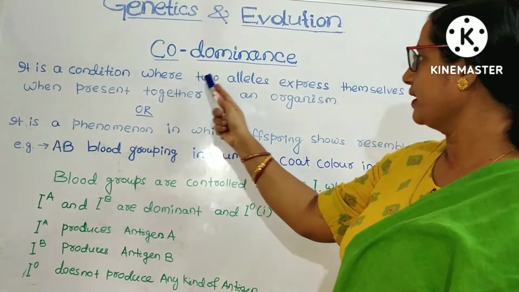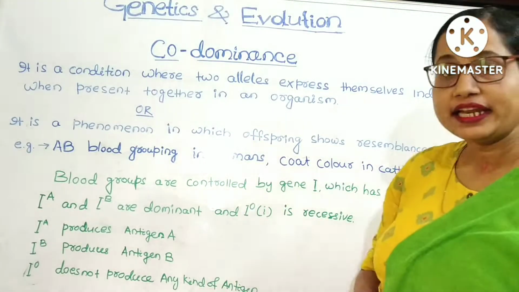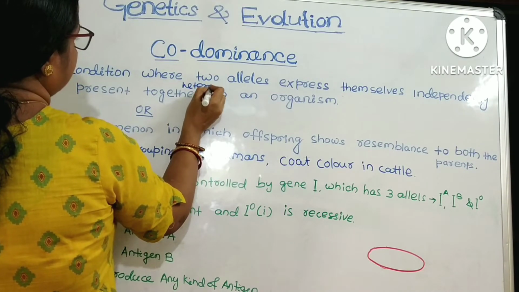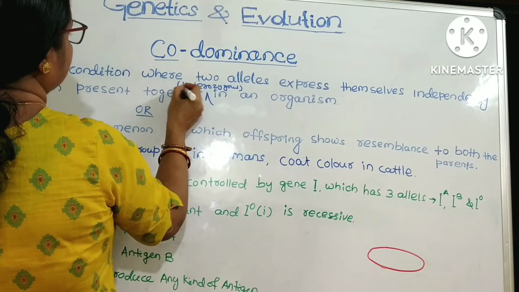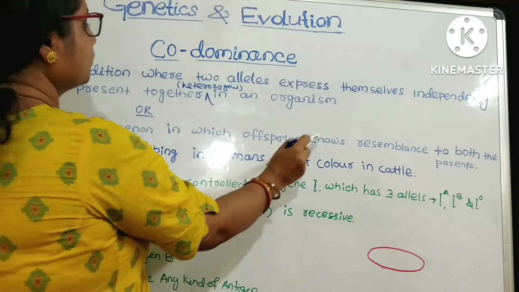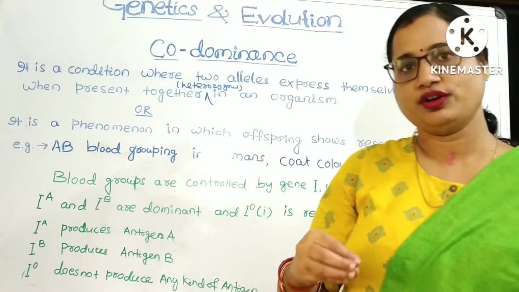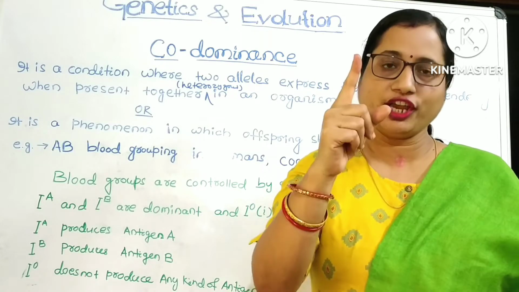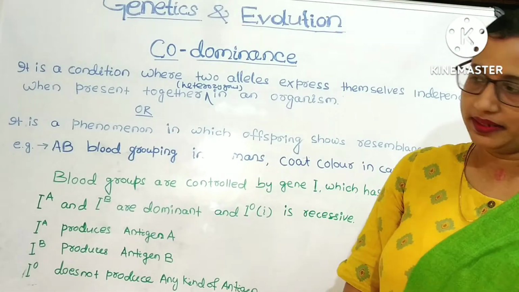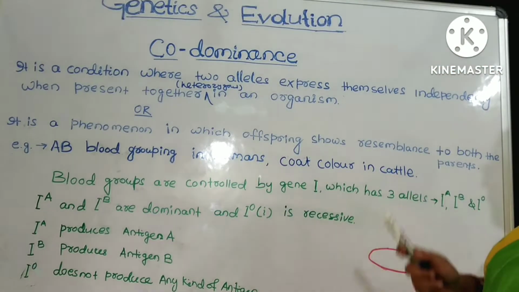Codominance is a condition where two alleles express themselves independently when present together in a heterozygous condition in an organism. Or it is a phenomenon in which offspring show resemblance to both the parents. Codominance is a phenomenon where the offspring, the F1 progeny, show resemblance to both the parents. For example, AB blood grouping in humans and coat color in cattle.